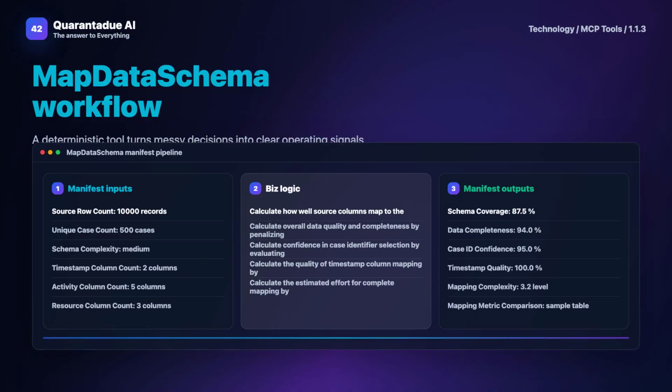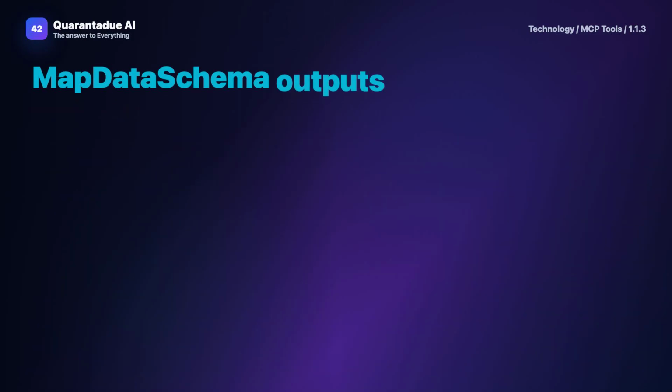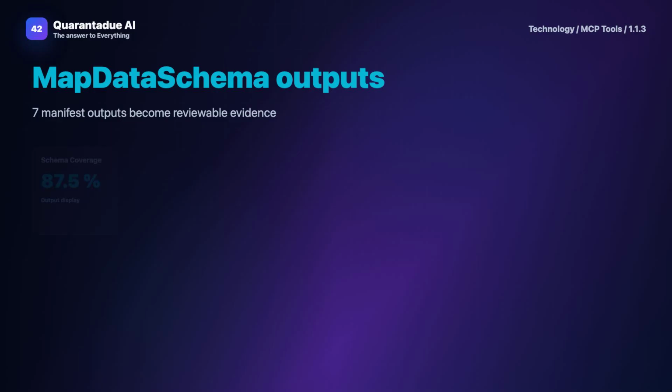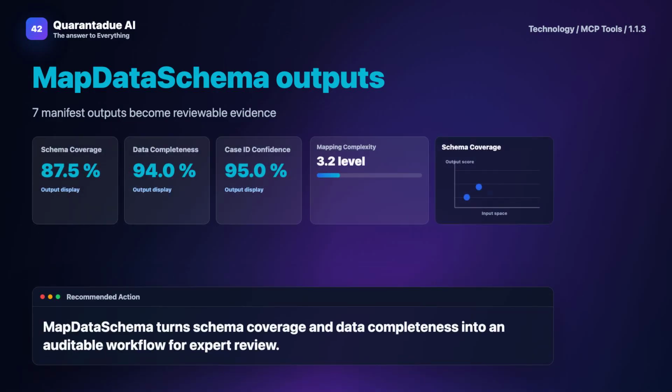Calculate the quality of timestamp column mapping by considering the number of timestamp-like columns and penalizing for null values, with diminishing returns above 2 columns. And calculate the estimated effort for complete mapping by combining schema coverage, data completeness, and inherent schema complexity into a 1 to 10 scale. This keeps the process deterministic, reviewable, and aligned with how technology teams actually make decisions.